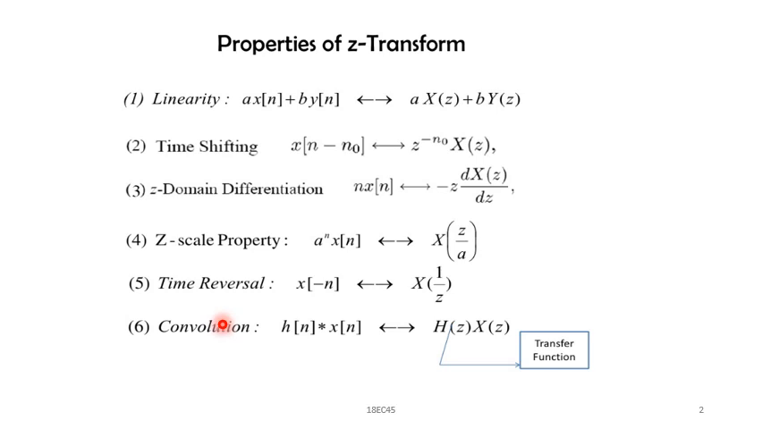Last one, we discussed the convolution property. We'll take two signals, h of n convolved with x of n, Z transform is H of z into X of z, and this H of z, we'll call it the transfer function. We'll discuss that topic in a later section. The transfer function generally is given by output by input. So these are the properties we discussed. Now by using these properties, we'll compute the Z transform of different signals.